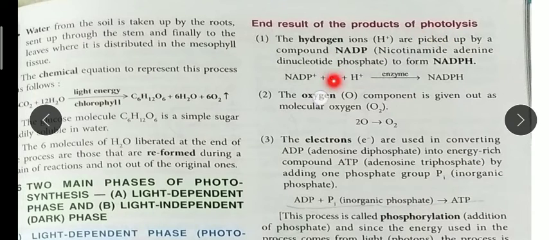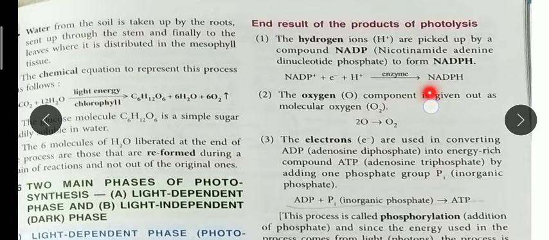So we all know the end products of photolysis. First is the hydrogen ion. The hydrogen ions are picked up by the NADP. NADP is a coenzyme. The full form of NADP is nicotinamide adenine dinucleotide phosphate. So it is a coenzyme. This coenzyme picks up the hydrogen ion and it will convert it.